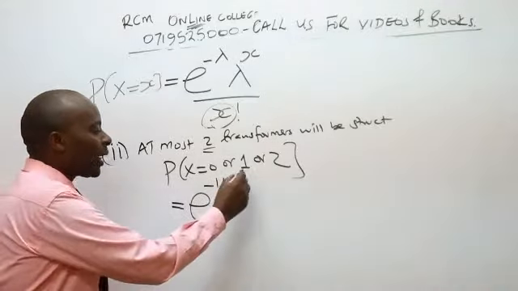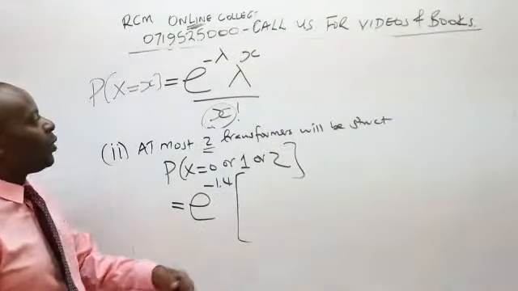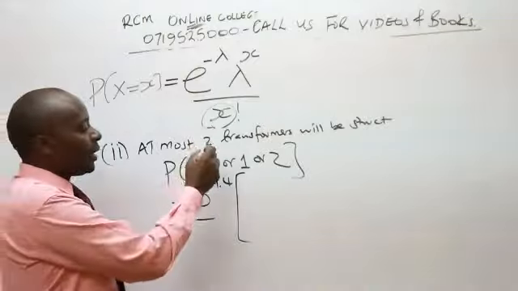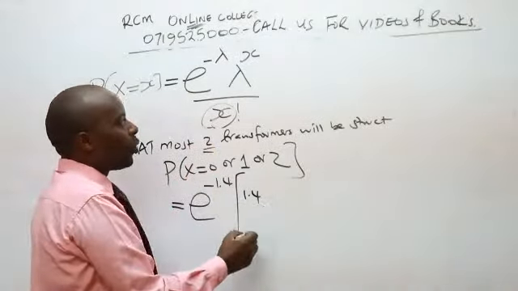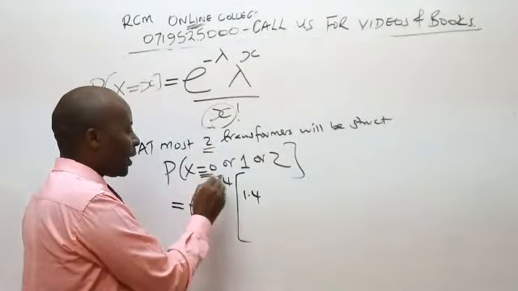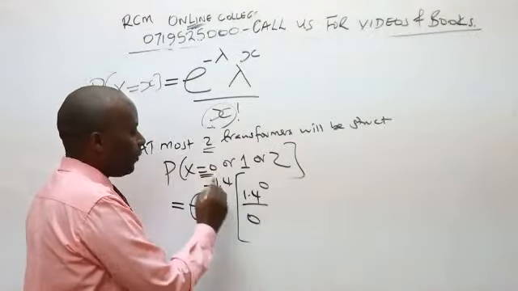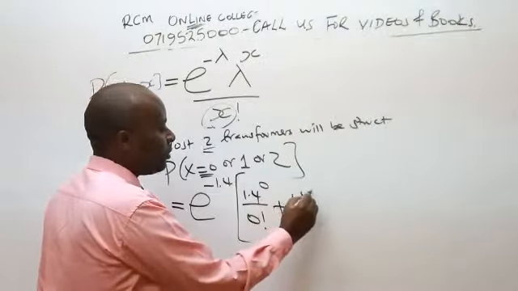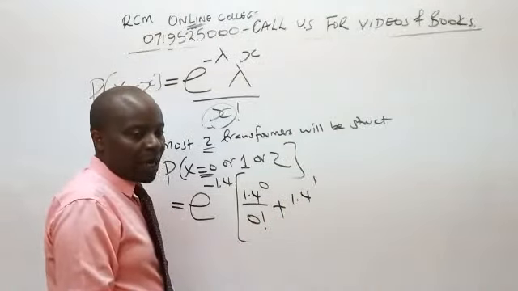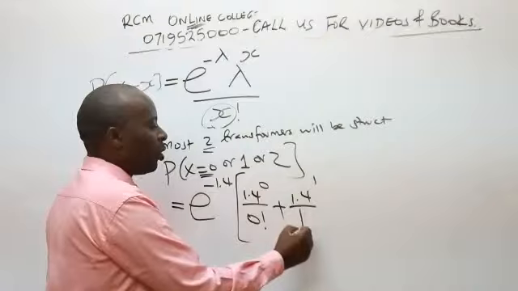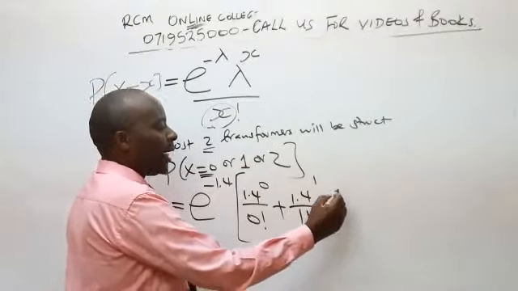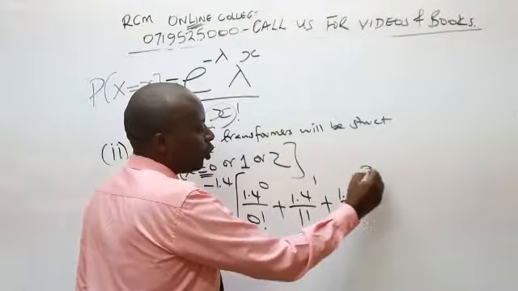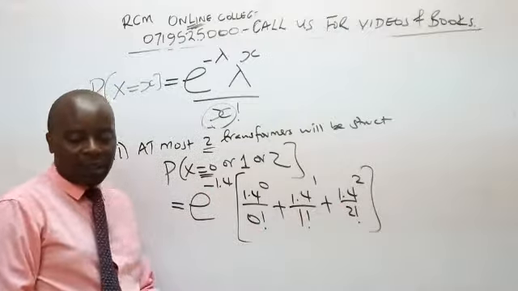And then into brackets, what do we have here? You can see we have lambda raised to x. So lambda is the mean, which is 1.4. So 1.4 raised to the first x figure, which is 0, all over the first x figure factorial, plus the same arrangement, but this time round x is 1. So 1.4 raised to 1 all over 1 factorial plus 1.4 raised to 2 all over 2 factorial, like that. And you get out your calculator.